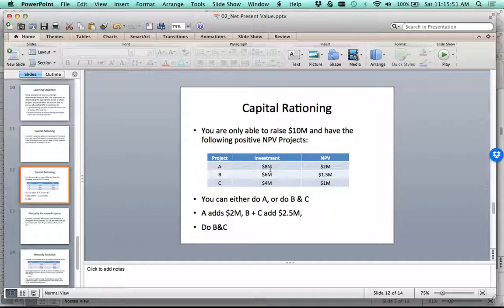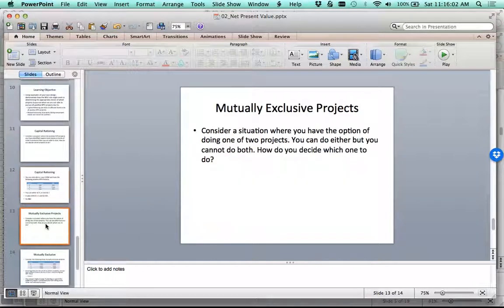And so we would always, if we had a project that we could put $10 million to use and it generated more value than raising $8 million, we would always do that. So the next thing we want to consider is a situation where you have the option of doing one of two projects, or maybe three. I think in our example we use three. You can do either, but you can't do both.